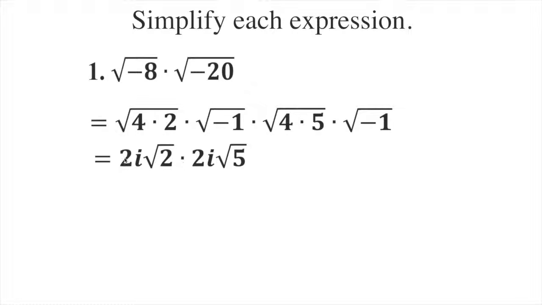Well, now that I've got that, I can multiply these two. This is going to be 2 times 2, which gives me 4. i times i is i squared. And then we have square root of 2 times square root of 5, which would be square root of 10. So I've got 4i squared square root of 10.